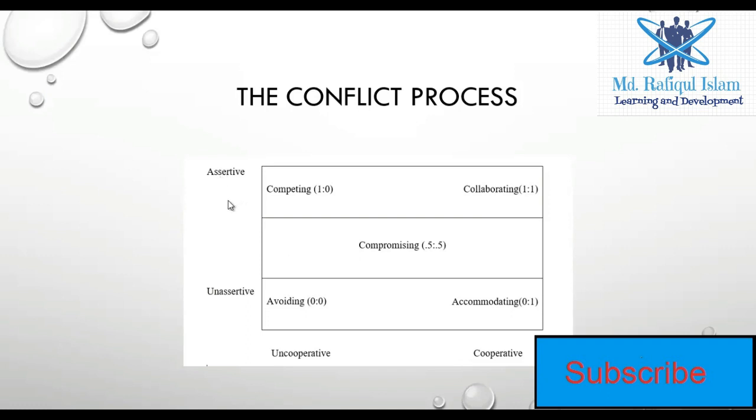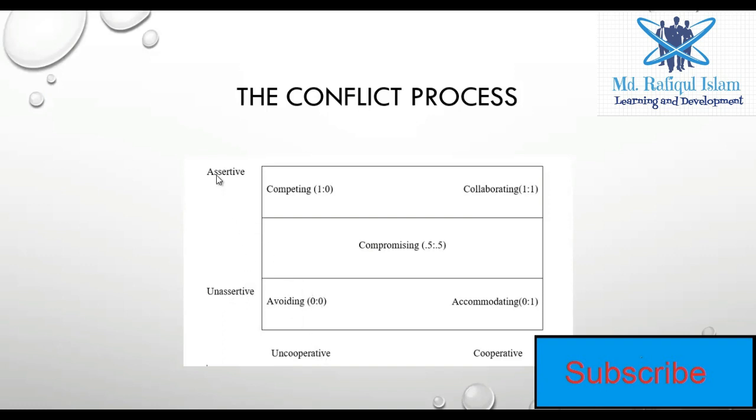So if you give yourself importance, you are assertive. If you do not give yourself importance, you are unassertive. On the other hand, if you give importance to the other party, you are cooperative, and if you do not give importance to the other party, then you are uncooperative. So let's see the figure. If you do not give importance to yourself and also to the other party, you are in the avoiding style.